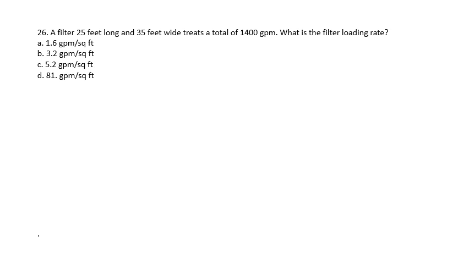A filter 25 feet long and 35 feet wide treats a total of 1,400 gallons per minute. What is the filter loading rate? 1.6 gallons per minute per square foot, 3.2 gallons per minute per square foot, 5.2 gallons per minute per square foot, or 81 gallons per minute per square foot. Pull out your known and your unknown. You have 25 foot long by 35 foot wide with a total of 1,400 gallons per minute.